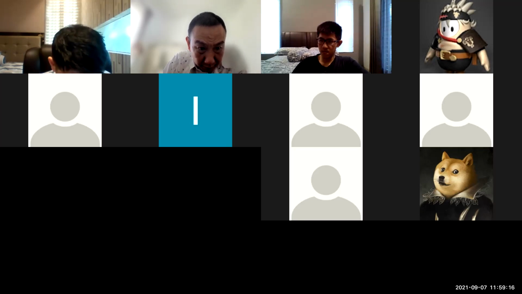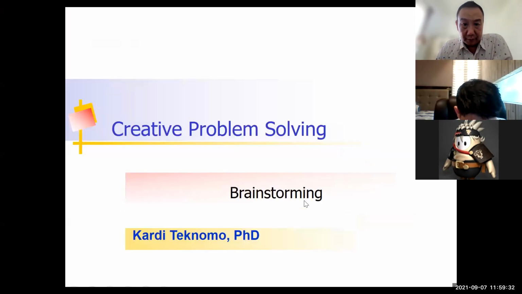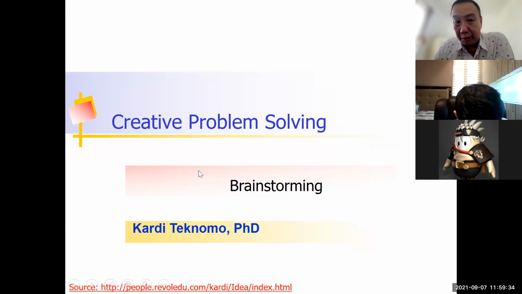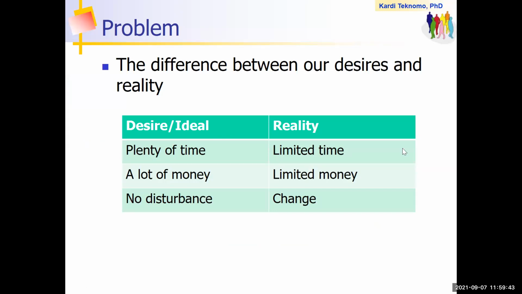Let me go to the slide about brainstorming. Okay, this is the slide about brainstorming. So this is just brief. Brainstorming is creative problem solving. You probably have heard a lot of things. When we say problems, it's the difference between our desire and reality, right?